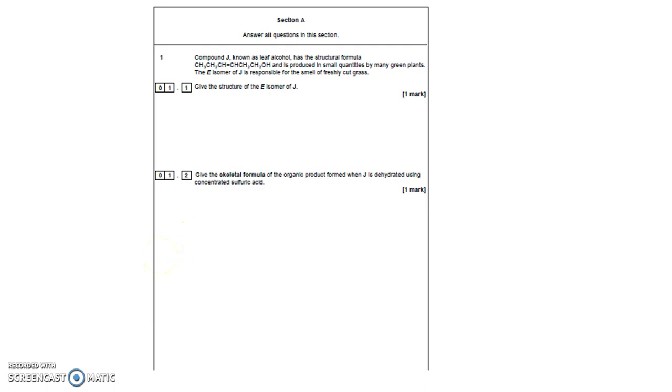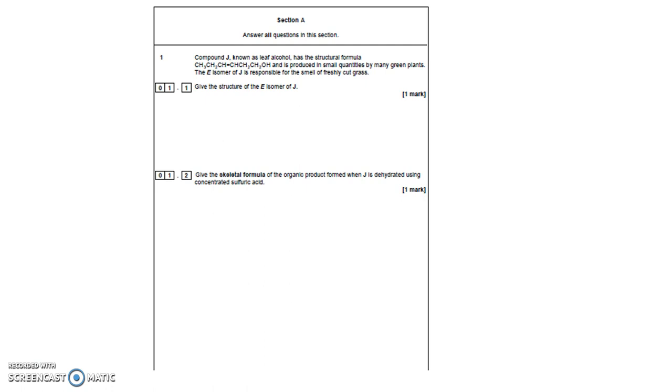Question number 1, 1.1. Compound J, known as leaf alcohol, has the structural formula CH3CH2CH2CH2OH, produced in small quantities by many green plants. The E isomer of J is responsible for the smell of freshly cut grass. Give the structure of the E isomer of J.